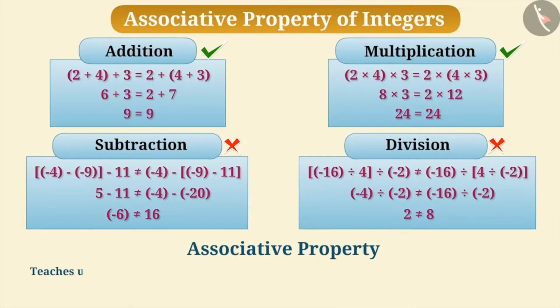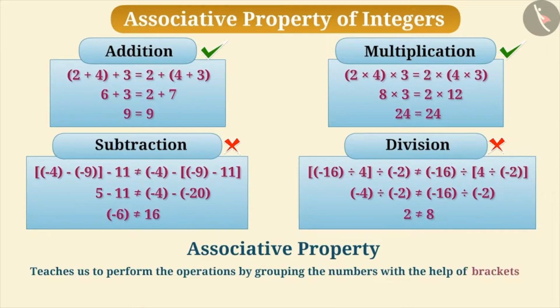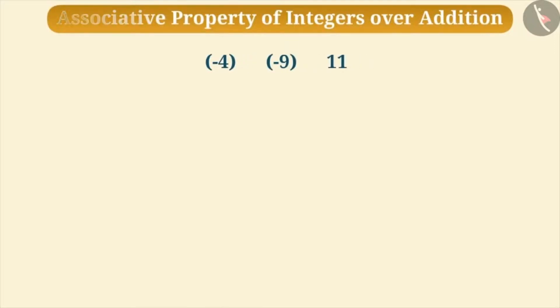This property teaches us to perform the operations by grouping the numbers with the help of brackets. Let us understand this. We will start with a question. Is addition associative for integers or not? In order to find out, we will add 3 integers. Suppose we need to add -4, -9 and 11.